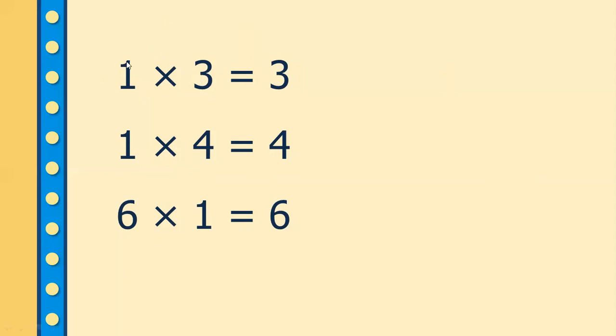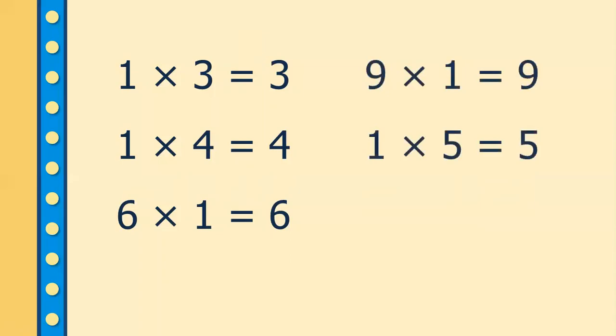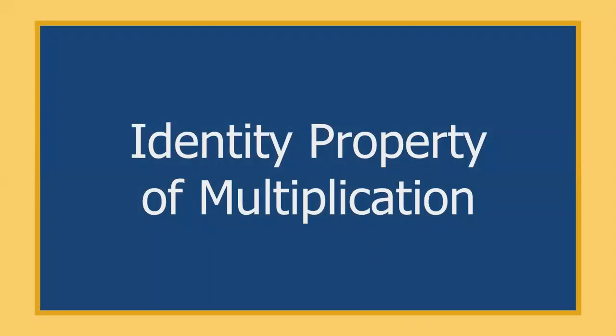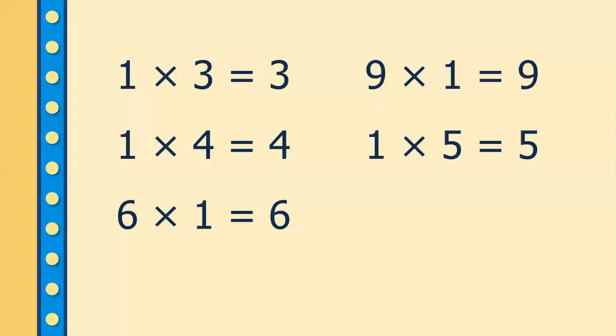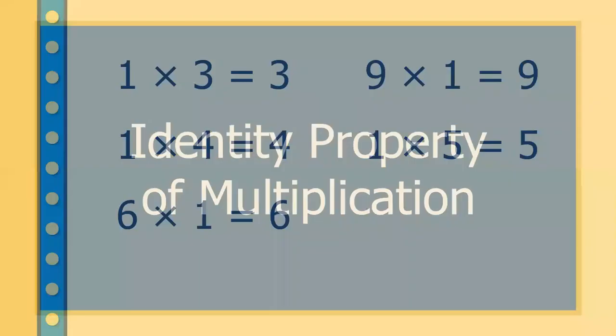So 1 times 3, this factor is going to be 3, because this is simply saying we have one set of 3. We have one set of 4. We have 6 sets of 1, okay? Any number times 1 is going to be the number itself. All right, 9 times 1 is 9. 1 times 5 is 5. All right, that is the identity property of multiplication. Very important to remember. Any number times 1, the number keeps its identity. So remember that identity means you keep your identity.